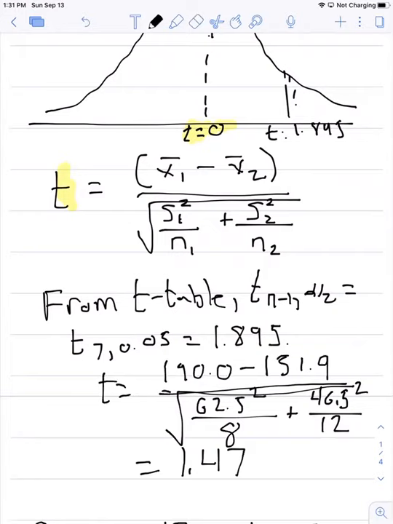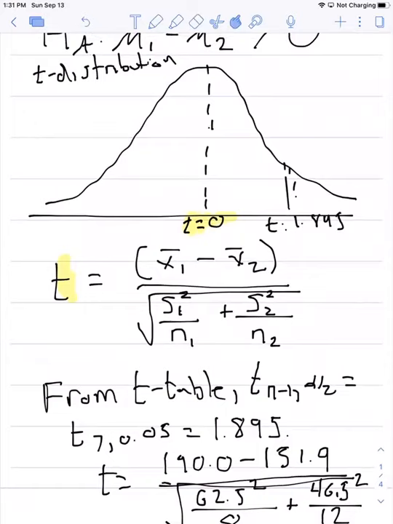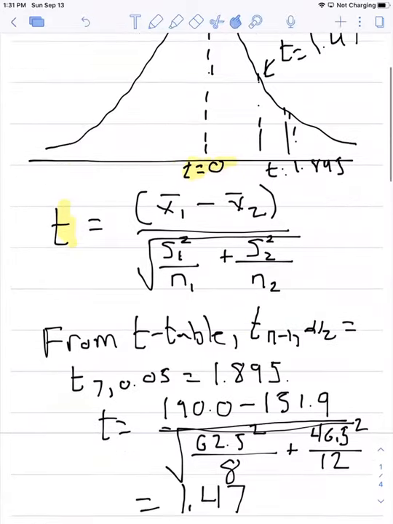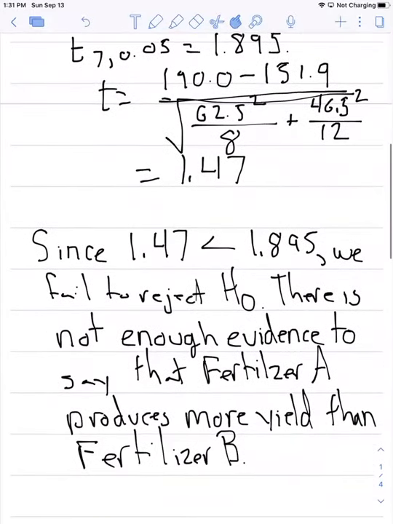And so now let's look back to our t table and plot the value 1.47. Well, the value 1.47 is going to be less than the value of 1.895. So that's going to be a value here. And so what then we can say is the conclusion of our test. This is important, because 1.47 is less than 1.895, we fail to reject the null hypothesis. That is, we cannot say there is enough evidence to say that fertilizer A produces more yield than fertilizer B.